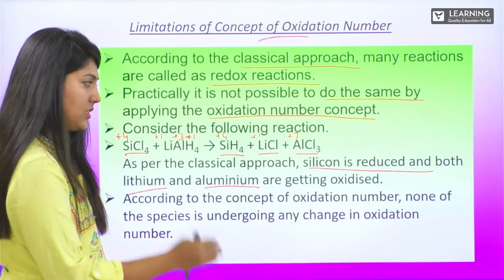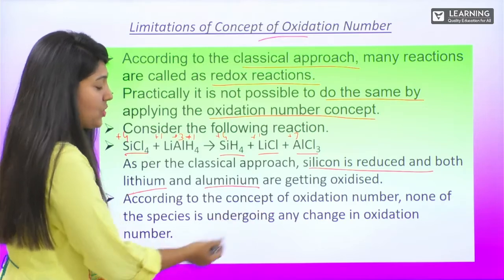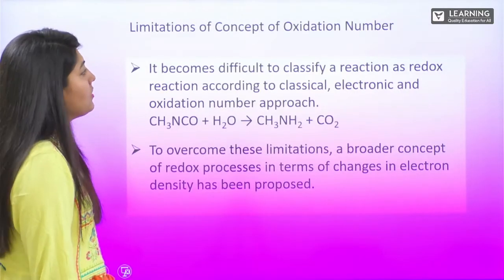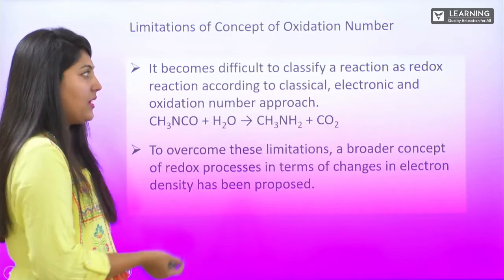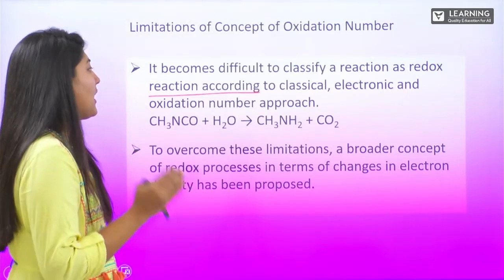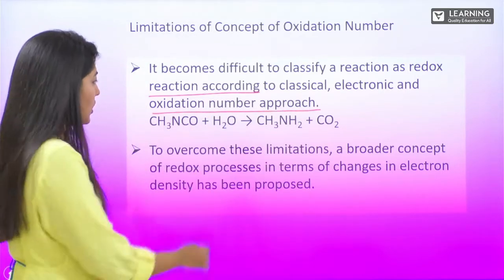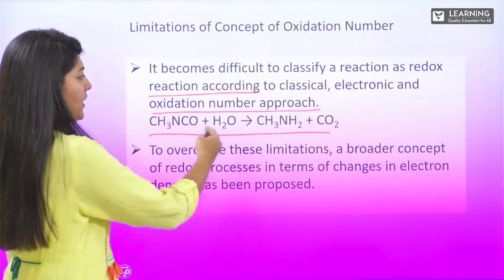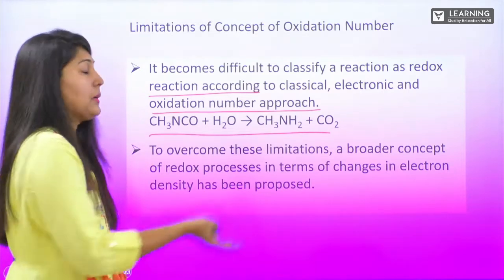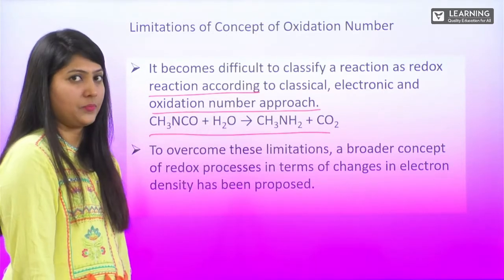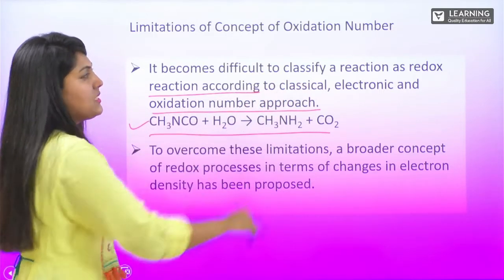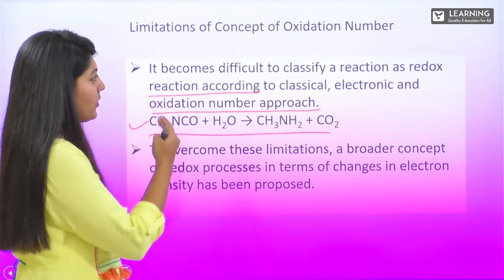According to the concept of oxidation number, none of the species is undergoing any change in oxidation number in this given equation. So it becomes difficult to classify a reaction as a redox reaction according to the classical or electronic and oxidation number approach. Even in this equation also we cannot find any atom with a different oxidation number, but still they are undergoing redox reaction. So we cannot balance these equations this way.